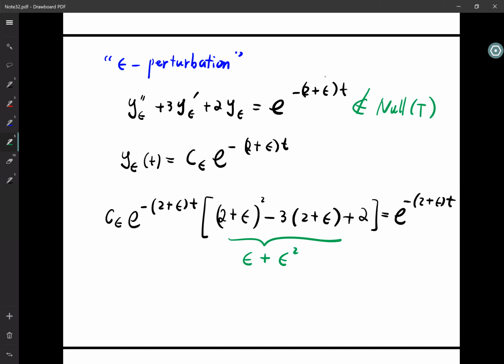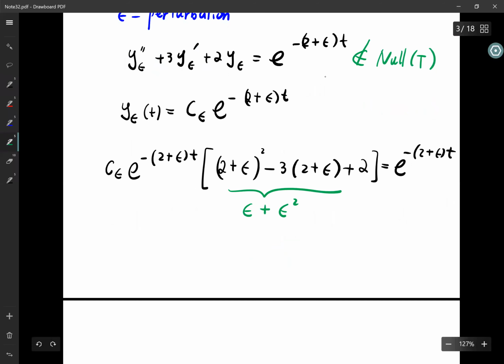Is everyone following? Any question? How do you get the stuff in the bracket? You just take the derivative. So you take two derivatives, and you get 2 plus epsilon squared. One derivative, and so on and so forth. Okay, thank you. Any other question?